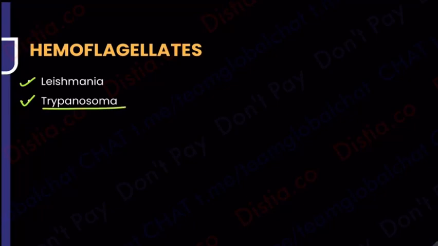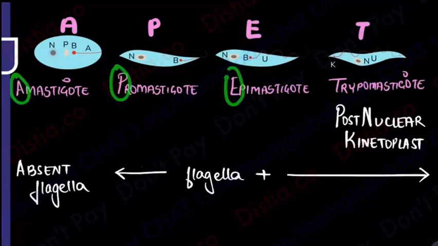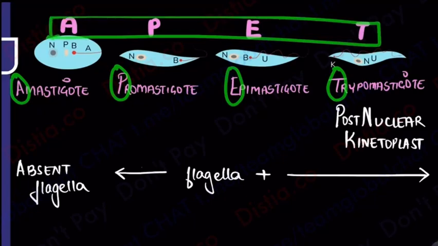When I'm talking about Trypanosoma and Leishmania, before that, I want to tell you that all of them have something called APET. I'm trying to condense everything in one table. What is APET? Please note, there are 4 forms that are known. Pehle, everyone with me revise what is APET. Amastigote, promastigote, epimastigote, and trypomastigote. So amastigote, promastigote, epimastigote, and trypomastigote. APET is going to be the forms.